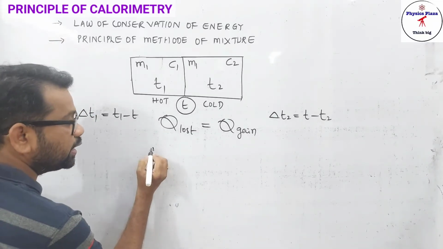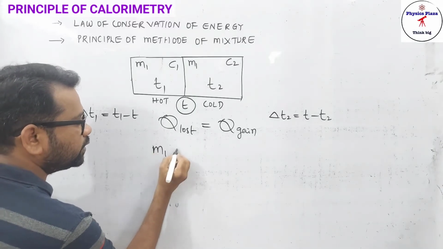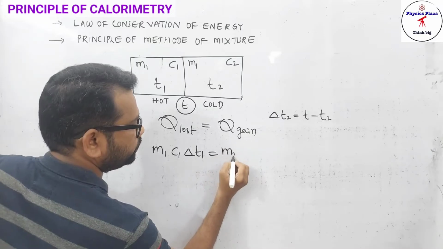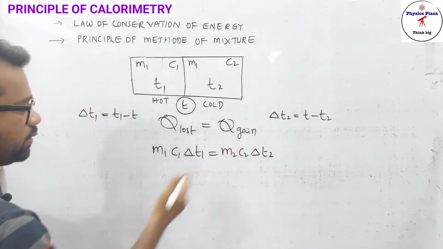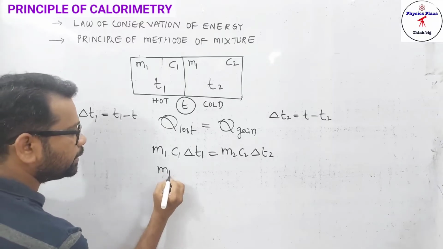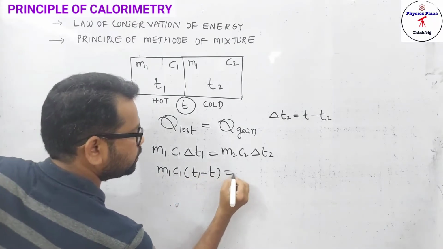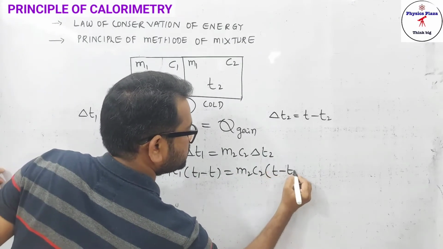Yes, we know the formula, right? m c delta T. Let us apply m c delta T. Here m1 c1 delta T1 is equal to m2 c2 delta T2. Let us substitute delta T1 and delta T2 here. It will be m1 c1 (T1 minus T) is equal to m2 c2 (T minus T2).